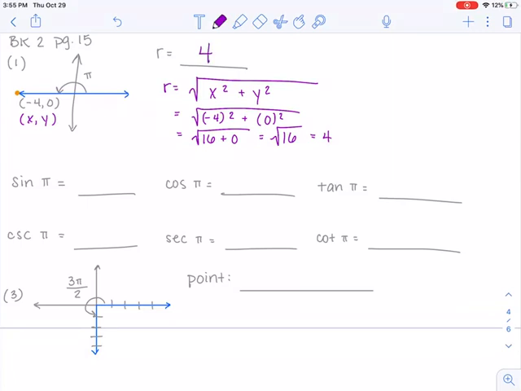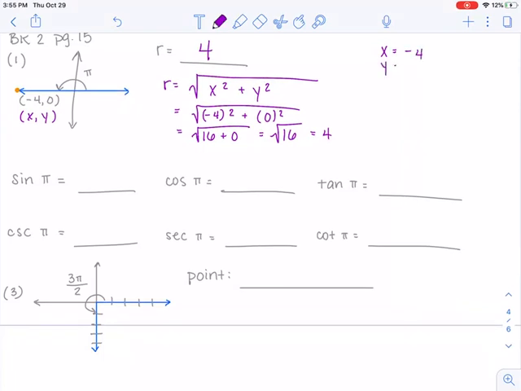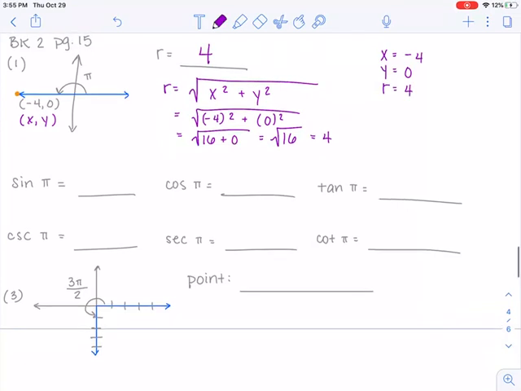So now we're going to use that box to plug in our x, y, and our r. So again, x is negative 4, y is 0, and r is 4. Alright, so looking at sine of pi, sine is equal to y over r, and y is 0. R is 4, and 0 divided by 4 is just 0.